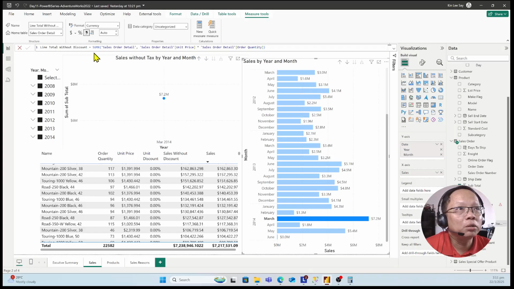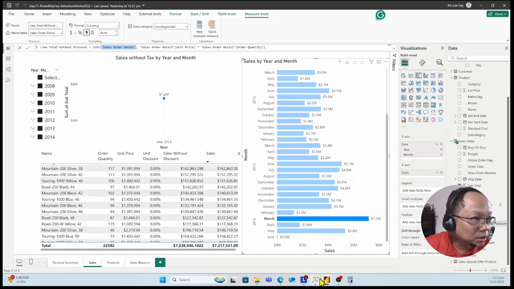So line total equals SUMX. This is the table. This is a very simple DAX formula. Then this is the unit price multiplied by the order quantity. This is the table name, and this is the column name. So unit price is a column, order quantity is a column. So unit price multiplied by order quantity. I did not include the discount here. It's basically just unit price times order quantity.